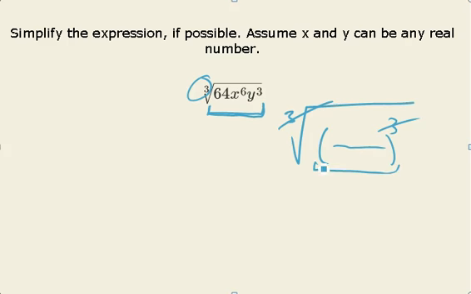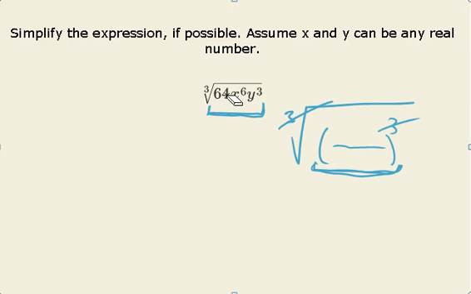That's telling me that this thing is the solution to what is the cube root of 64x to the 6y to the third, right? What is the thing that I have to cube so that it equals 64 times x to the 6 times y cubed? So if I can view it as something cubed, I have my answer. So let's go ahead and try and do that.